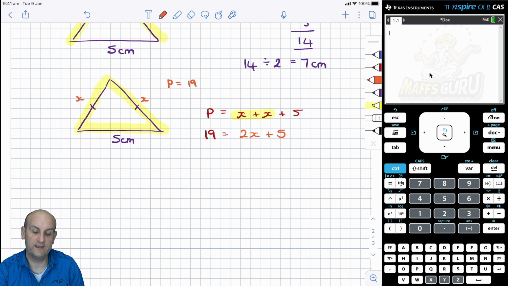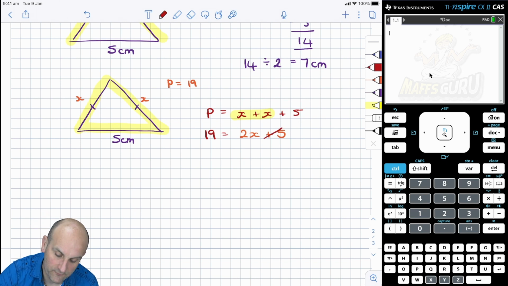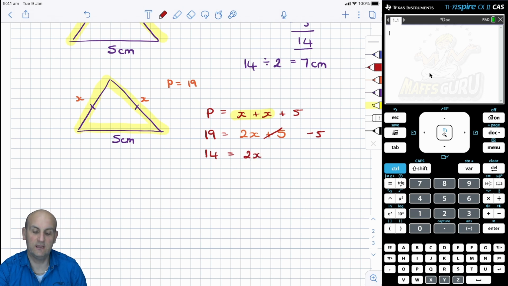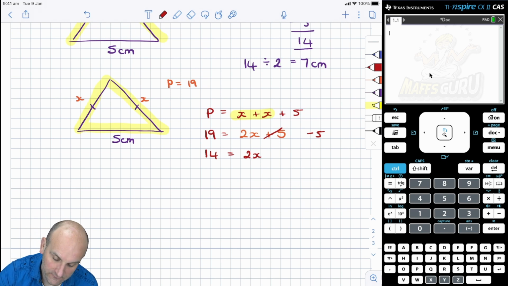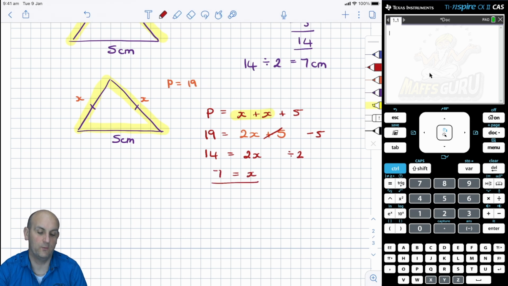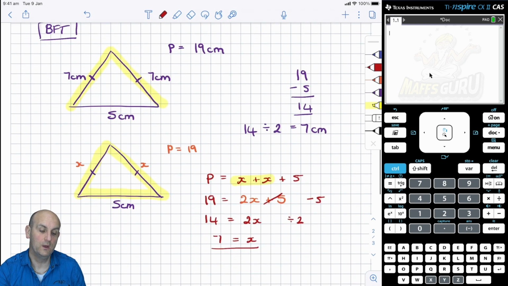Right, okay, well we want to get the x's on its own. So what I'm now going to do is I need to take away 5 from both sides, which gives me the 14 equals 2x. So taking away 5 from both sides to keep these things balanced. 2 x's are 14. So if I now divide both sides by 2, we get that x is equal to 7. And again, that's just another way of working it out. Most people would probably do it the first way.